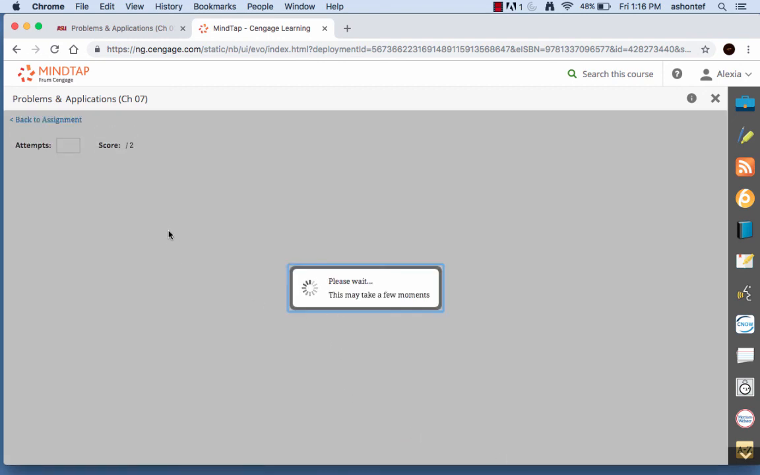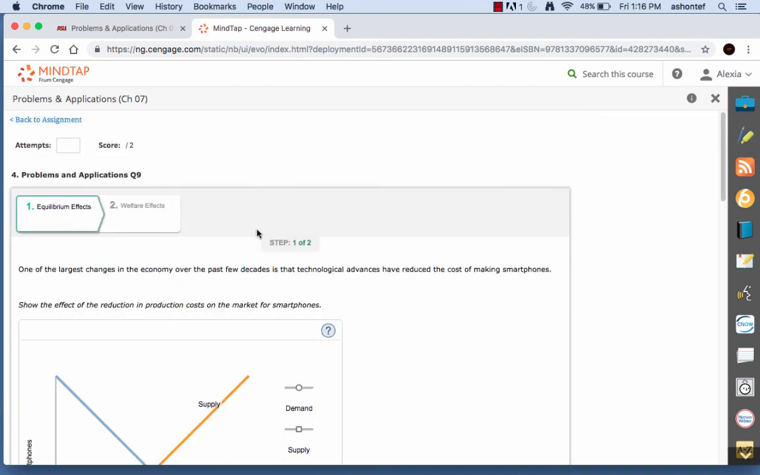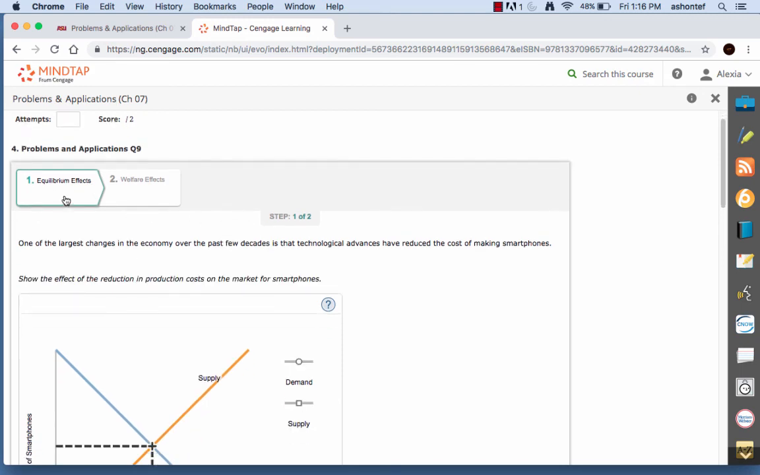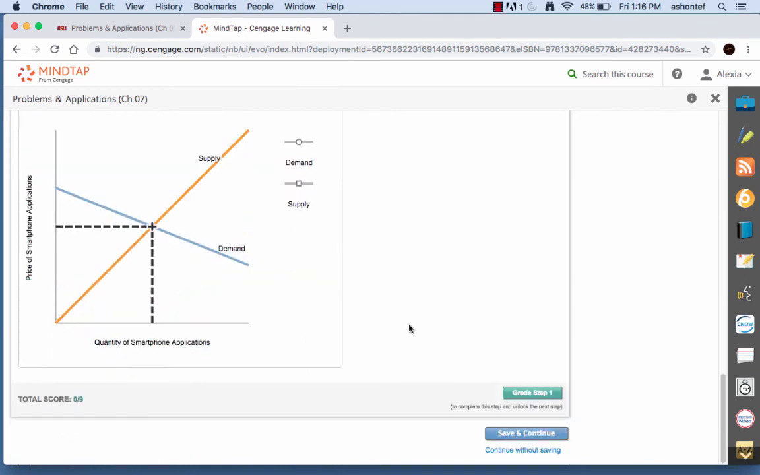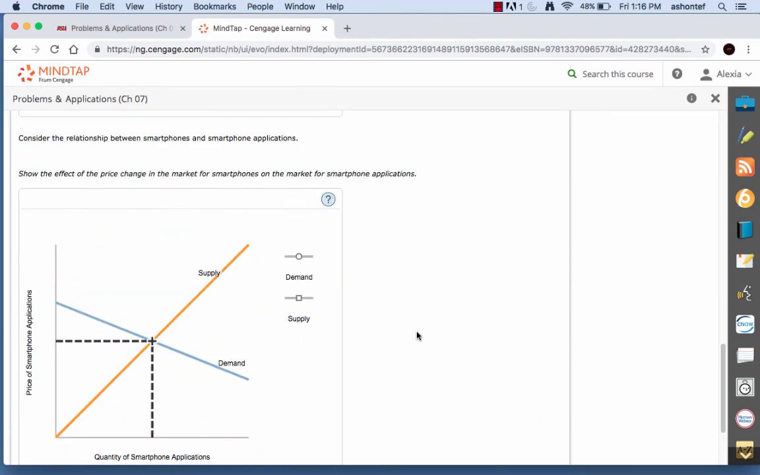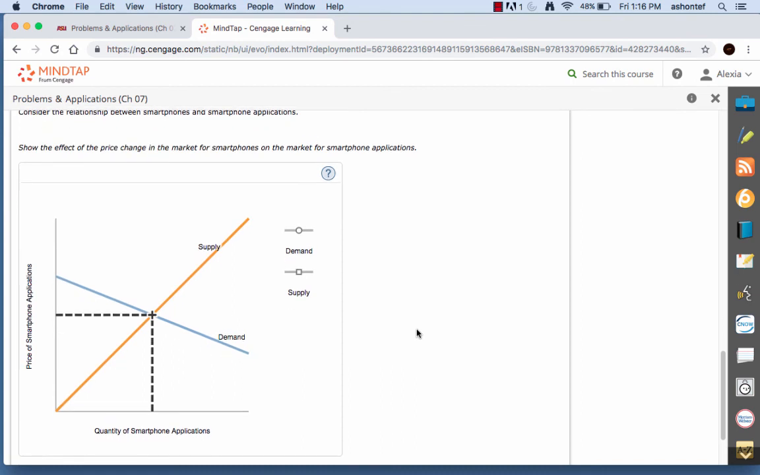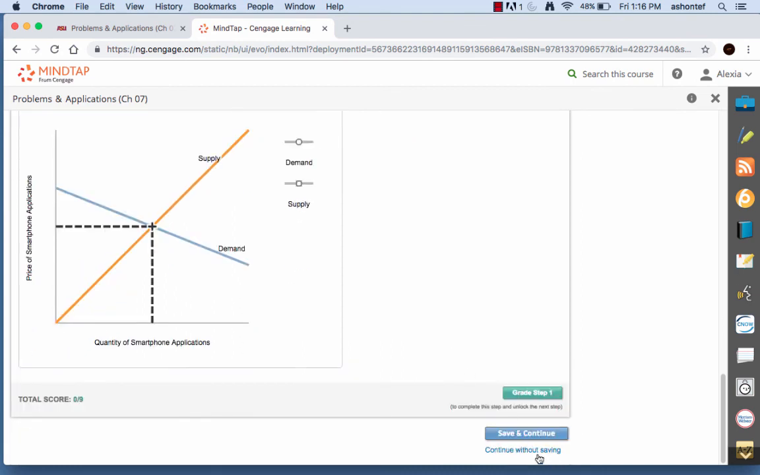And I think this is the last question that you would have. It is two parts. There's the equilibrium and the welfare effects, and I'm just going to suggest you give this one a try, and I believe you'll be okay with this.